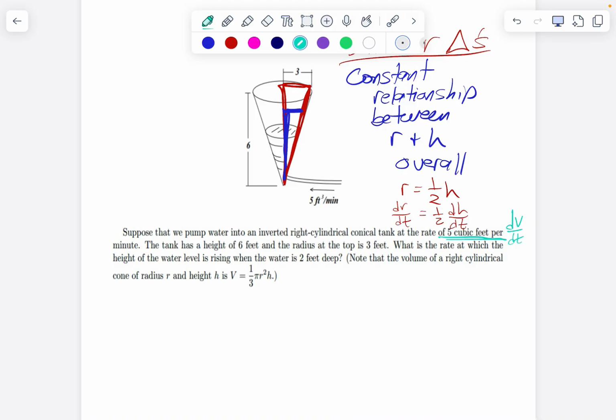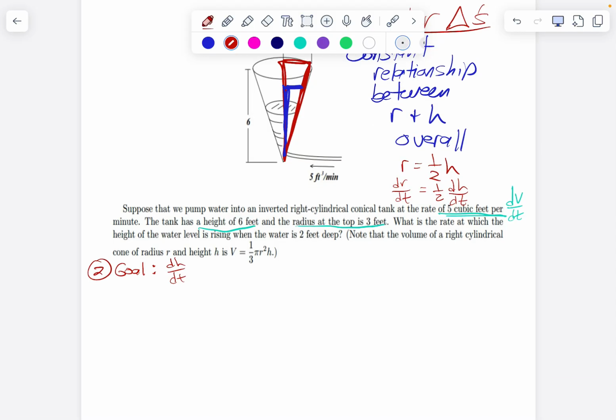Okay. The tank has a height of 6 feet and a radius of 3. That was given in the picture. What is the rate at which the height of the water level is rising when the water is 2 feet deep? So if we follow our steps, step 2, our goal is what? What's our goal? What are we finding? dh/dt.